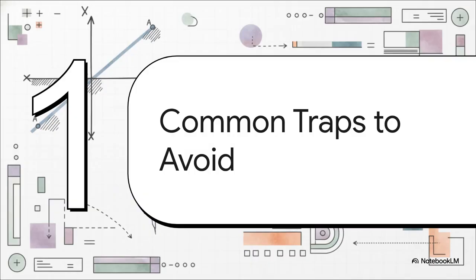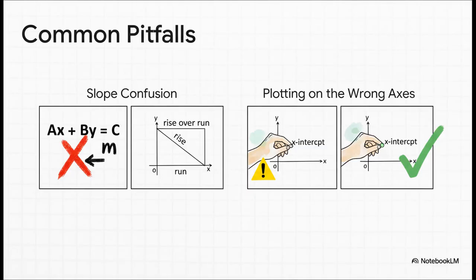All right, now that you've got the method down, let's quickly go over 2 common traps so you can avoid them completely. First, and this is a big one, don't confuse the coefficients with the slope. In ax plus by equals c, that number a is not the slope. If you need the slope, you've either got to rearrange the equation the old-fashioned way, or you can just calculate it from the 2 intercept points you found. The main thing is just trust the intercepts. Second, be super careful to plot your points on the correct axes. The x-intercept goes on the horizontal x-axis, and the y-intercept goes on the vertical y-axis. I know it sounds simple, but it's an easy mistake to make when you're in a hurry.